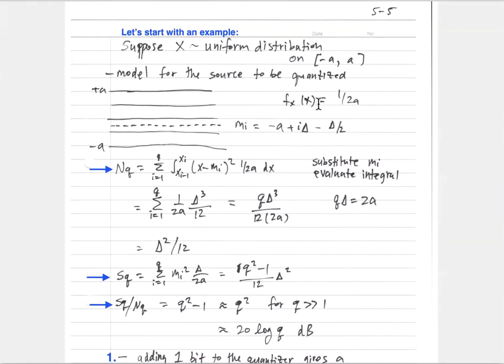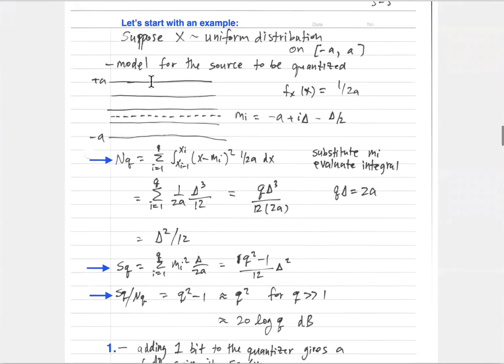That means fx of X is 1 over 2A. Because the range is 2A, and uniform means that it's constant, and you know that when you integrate fx of X, it has to integrate to 1. So the only choice you have is that fx of X is 1 over 2A. 1 over 2A times 2A equals 1.